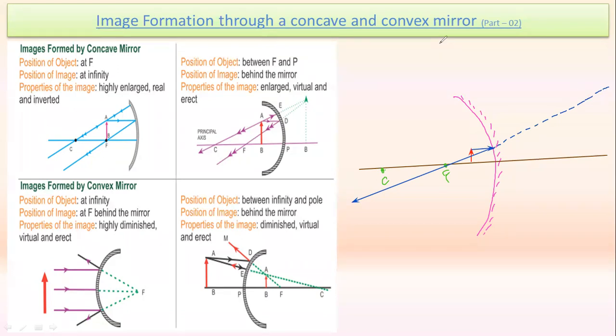Now again, the second light ray which is going to be there, that is going to be like this. So it is going to come in the path of the center of curvature, and it is going to be like this. Just a minute, I have to rearrange it like this.